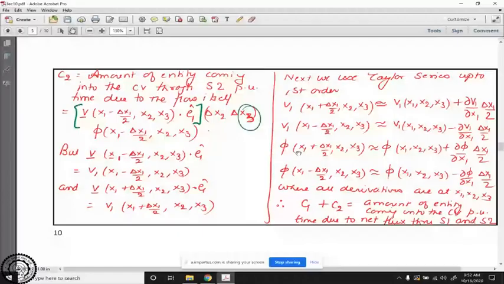Similarly, for phi at the right face, at the S1 face and S2 face, we can write using the values of phi at the center of the control volume, plus or minus this derivative at the center of the control volume multiplied by delta x1 by 2. Okay, so you take these expressions and plug them into C2 and C1, and when you add, we will see tomorrow what we get. We will get a very simple expression.